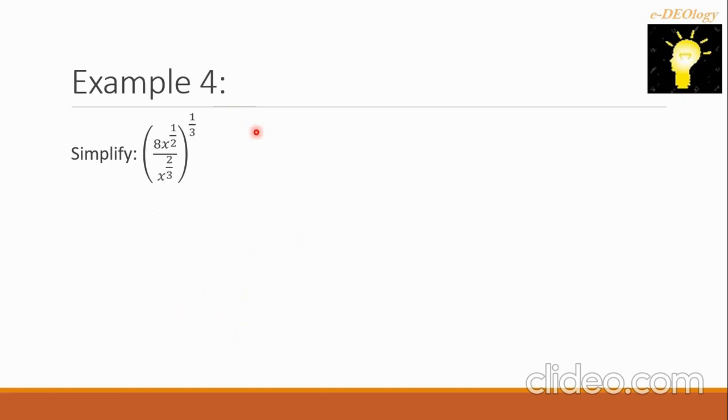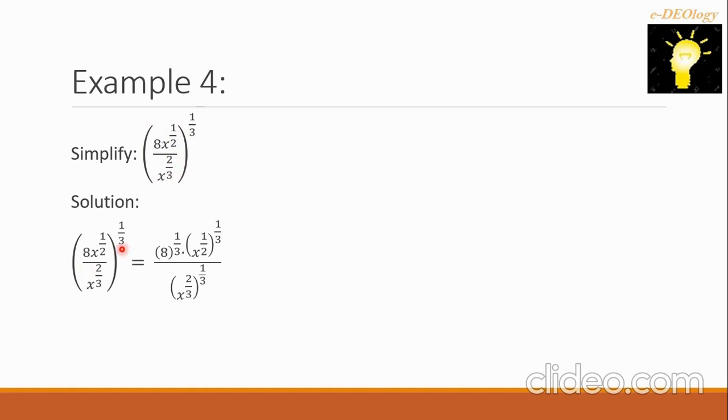Let's have example 4. This time we have a fraction here. In the numerator we have 8x raised to 1 over 2 all over the x raised to 2 over 3, and the expression is raised to 1/3. So I will copy the problem down here.